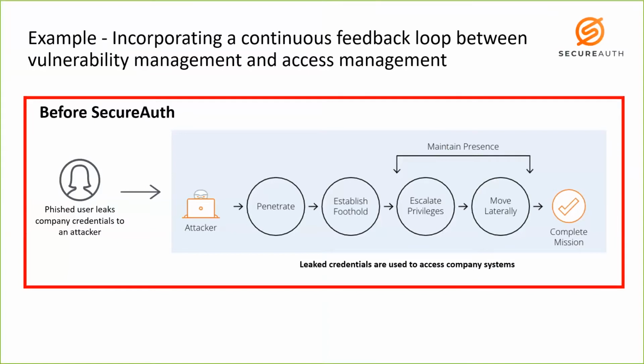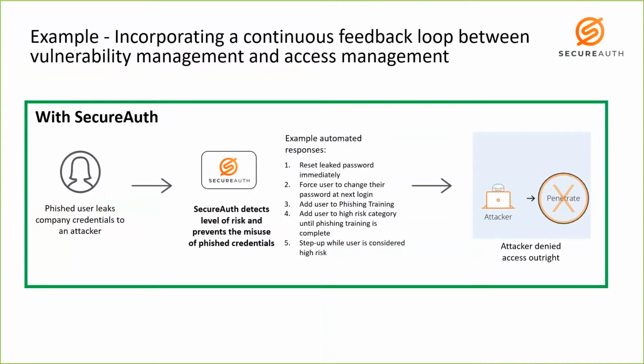If we look at the approach with modern access management, it's slightly different. Basically, we identify that the phished user leaked credentials. Then we have the ability, with the modern access management approach, to automate the responses. So this might involve things like resetting the leaked password immediately. When the user next logs in, there's a forced password screen for them. You add them automatically to phishing training.